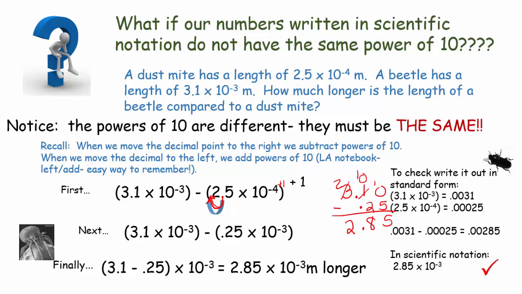Again, to check to be sure, you could always write 3.1 times 10 to the negative 3 as 0.0031. 2.5 times 10 to the negative 4 is 0.00025. Subtract those, get 0.0028. And in scientific notation, that would be 2.85 times 10 to the negative 3. Mrs. Pearson always says, when in doubt, write it out. So that's what she would do to check herself.